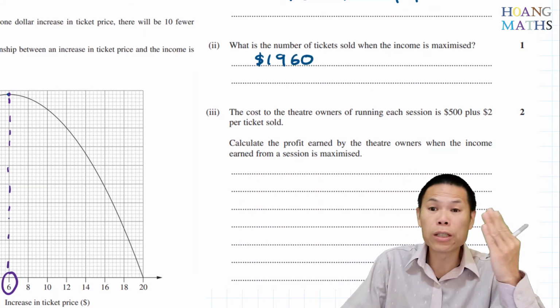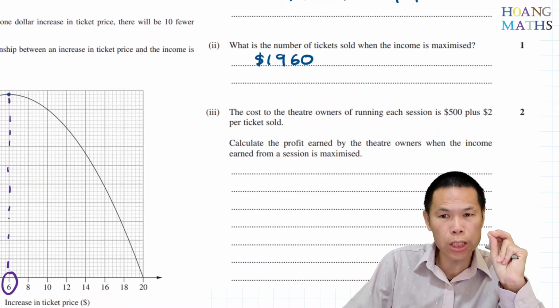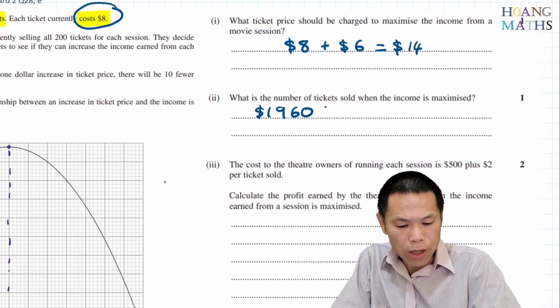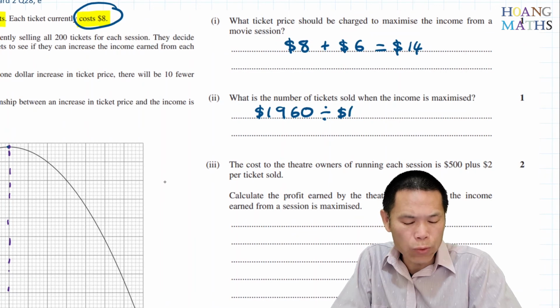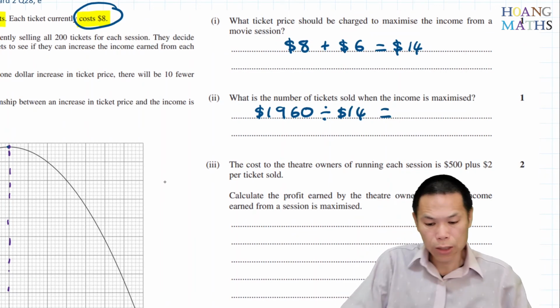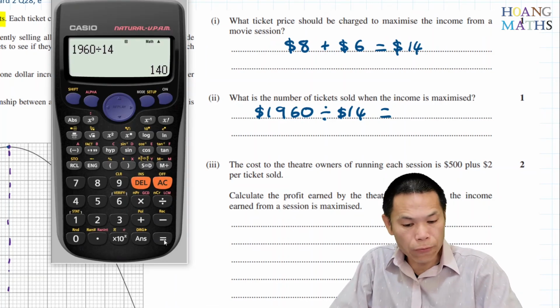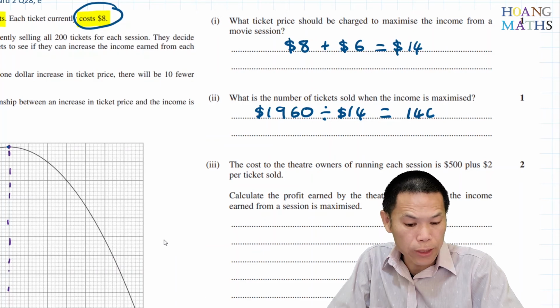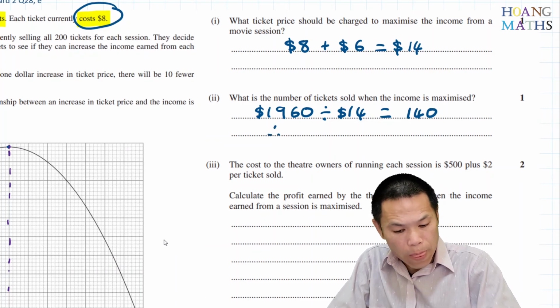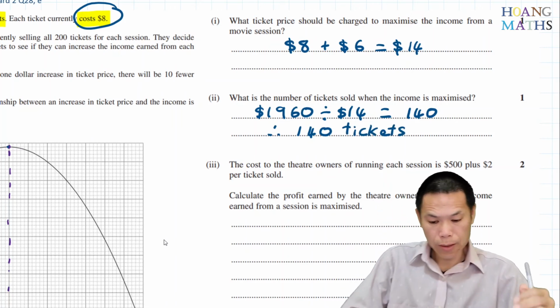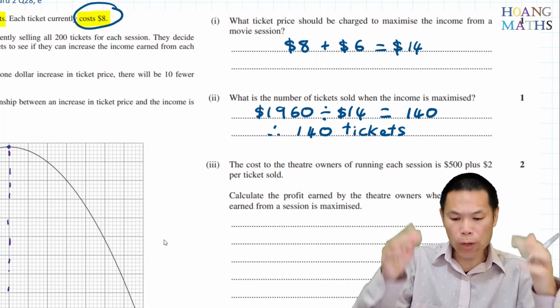So the maximum income is $1,960. And then we divide it by 14 because each ticket costs $14. So divided by $14, that will give me the number of tickets. Just use a calculator. So 1960 divided by 14. So 140. Therefore, 140 tickets. There you go.